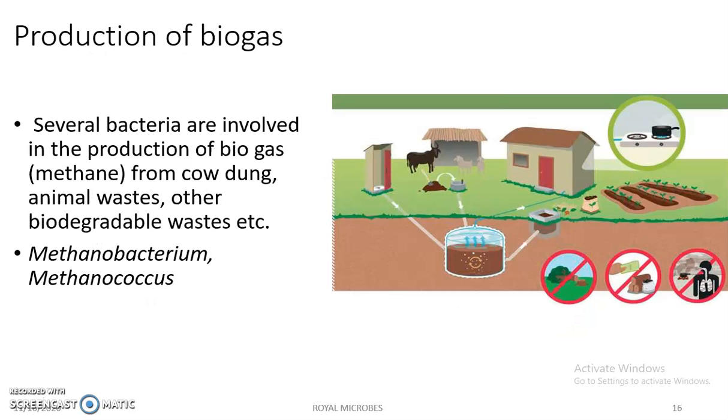Then production of biogas. Several bacteria are involved in the production of biogas, mainly methanogenic bacteria. This biogas can be produced from cow dung, animal waste and other biodegradable waste materials, which are degraded and methane gas is produced, and this can be used as a fuel for our domestic purposes. Examples are Methanobacterium and Methanococcus, which are capable of producing methane.